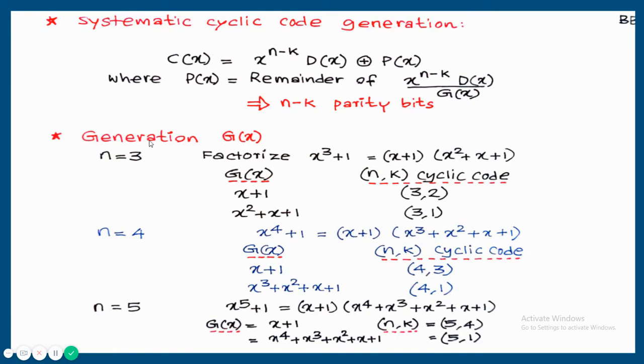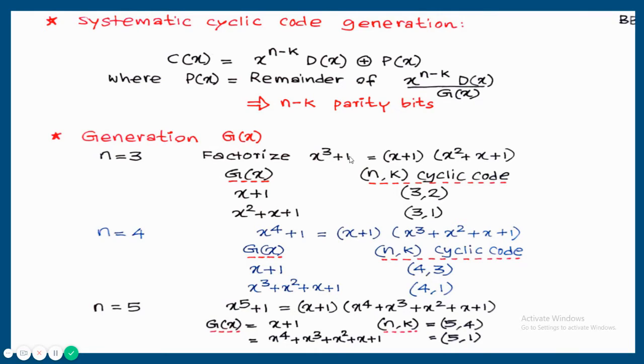So here I am explaining how to generate the polynomial, that is, generation of g of x. For different numbers I am showing here the procedure. First I selected n is equal to 3. Step number 1 is factorize x raised to 3 plus 1. That means in general x raised to n plus 1 should be factorized.